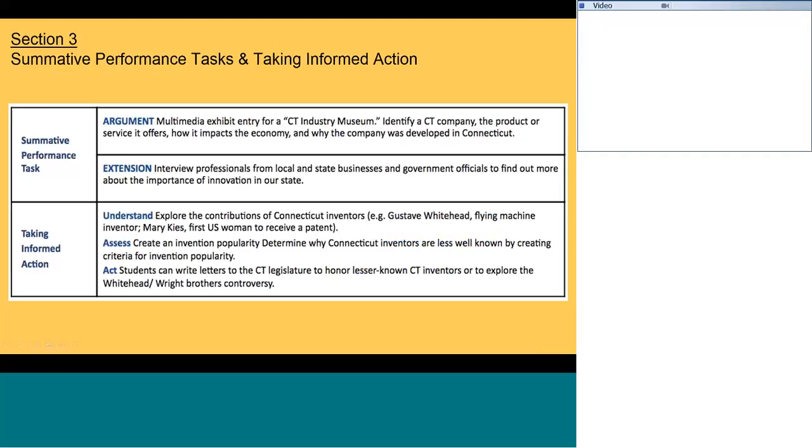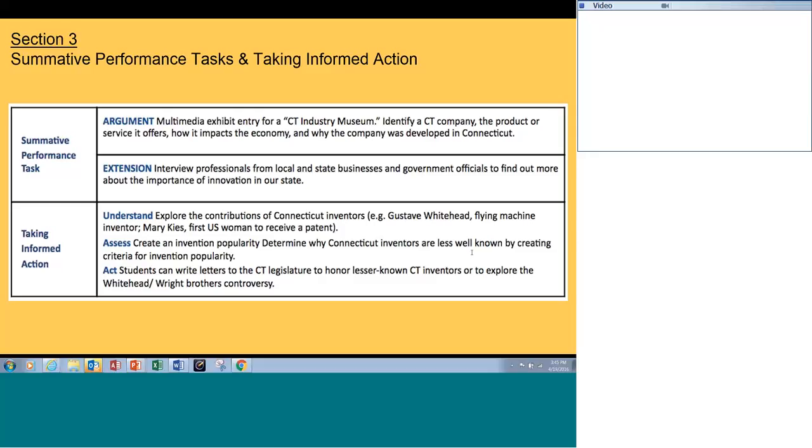For section 3, we have the summative performance task laid out. It says here, argument, which is the thing that you're really going to be grading them on. This is where you're probably going to need to make your rubrics to make sure they've met the standard of what you're trying to teach. We're also suggesting extension activities for students who are moving quicker, or a whole class that wants to take their learning to the next level, take it outside of the classroom and share their work. And finally, we've provided taking informed action suggestions in each one of these toolkits. You can go on to the next slide.